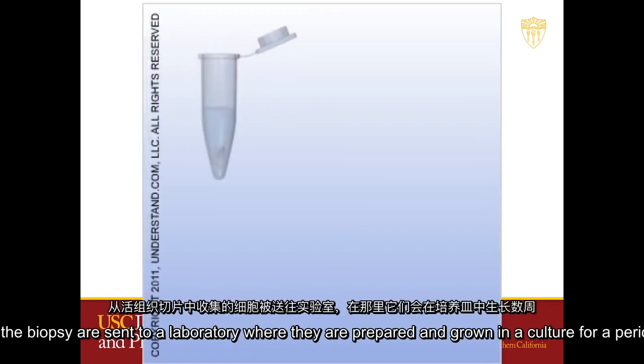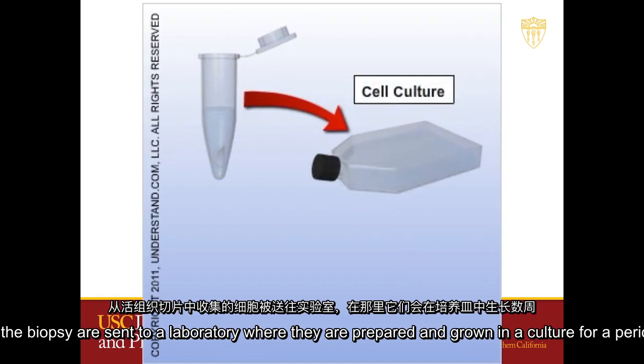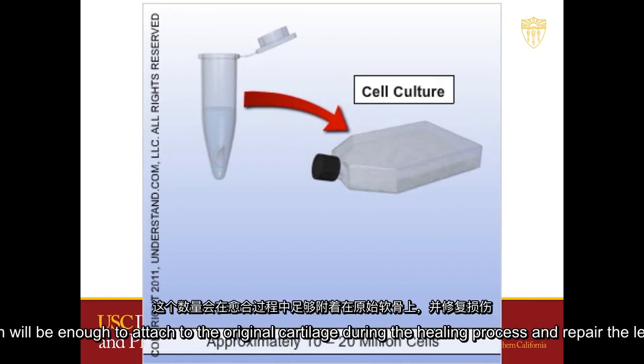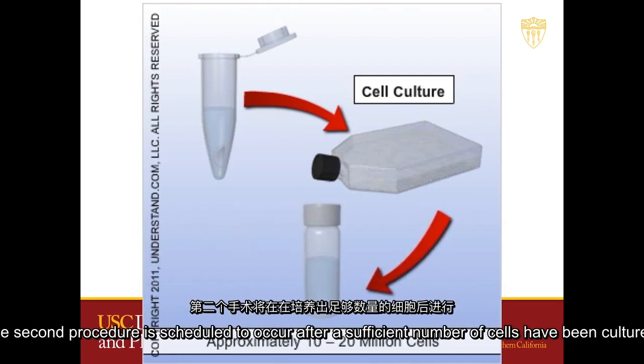Cells collected from the biopsy are sent to a laboratory where they're prepared and grown in a culture for a period of several weeks. This process multiplies the number of cells to 10 million or more, which will be enough to attach to the original cartilage during the healing process and repair the lesion. The second procedure is scheduled to occur after a sufficient number of cells have been cultured.